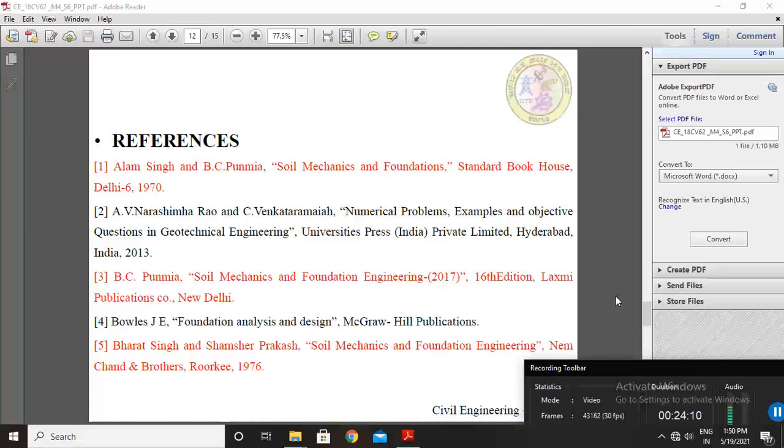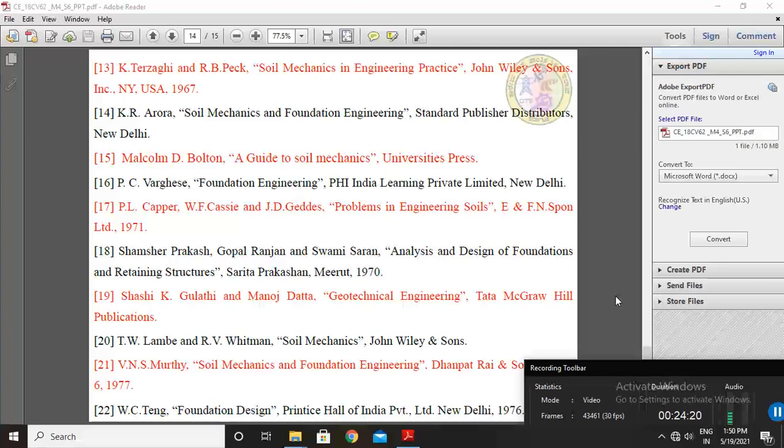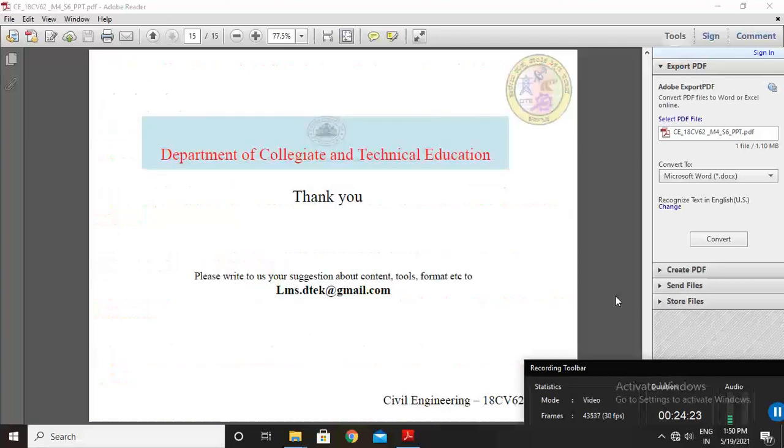These are the references referred to for session 6 of module 4, with different textbooks as well as different IS codes and different journals referred.